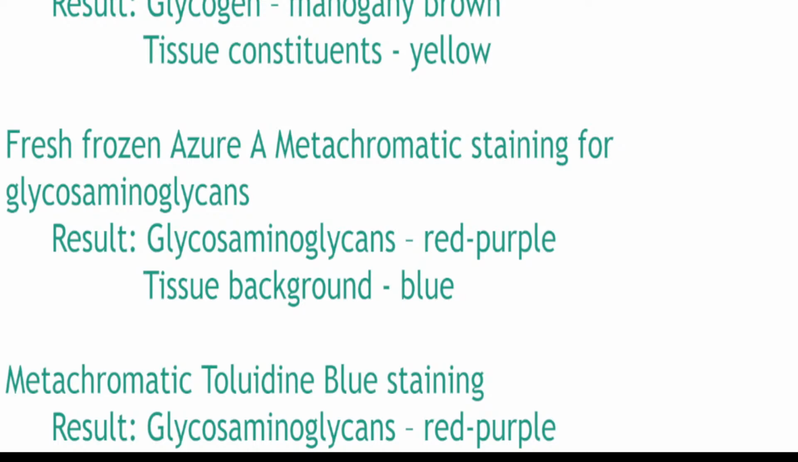They will ask you questions about which of the following, what type of stain is this? Okay, they will ask you questions about what type of stain this is. Metachromatic toluidine blue. Again, it's for glycosaminoglycans.